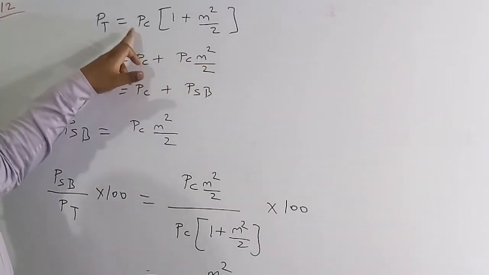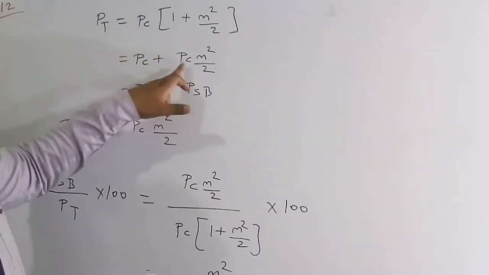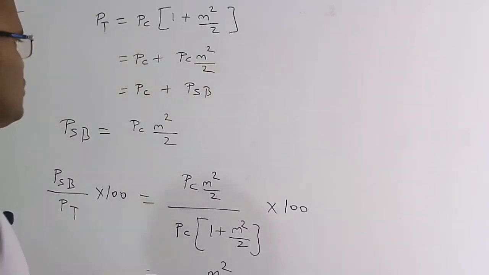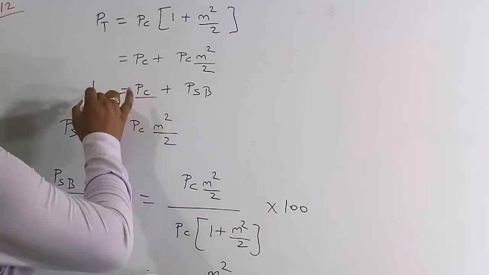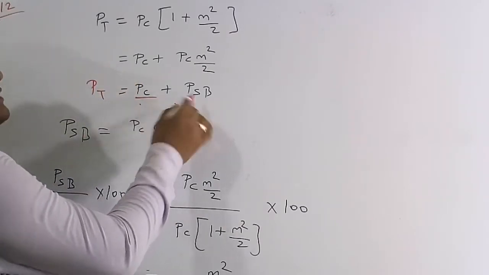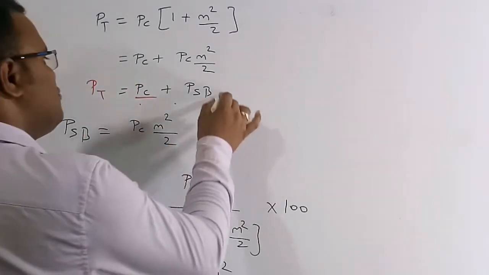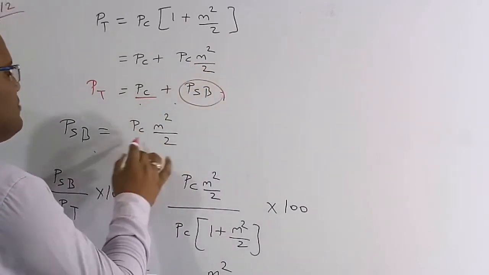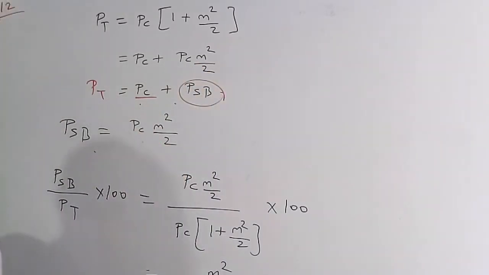Now I am going to take Pc inside. So Pc plus Pc into m square by 2. This is called the carrier power. So Pt is equal to carrier power plus sideband power. Therefore, if you do the comparison, sideband power is equal to Pc into m square by 2. We need to find the percentage of the sideband power out of the total power.